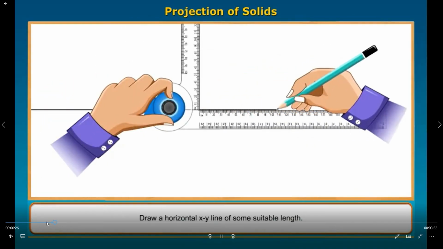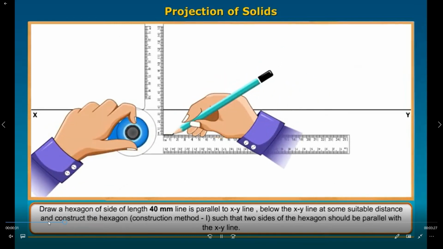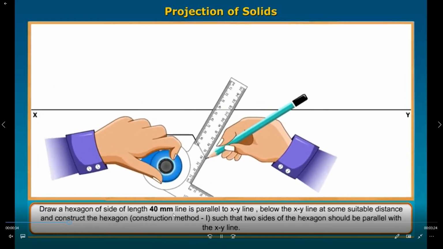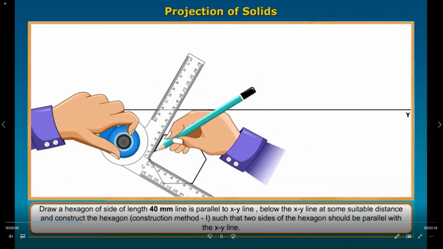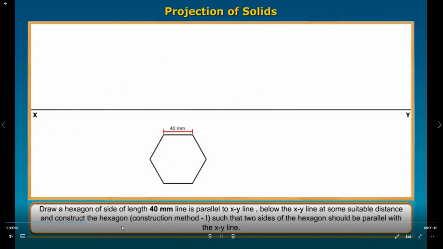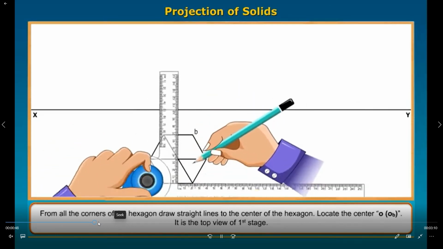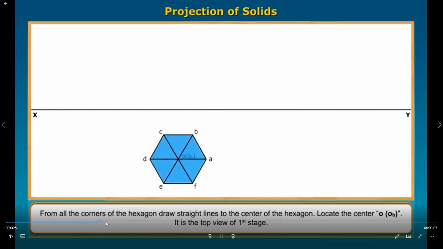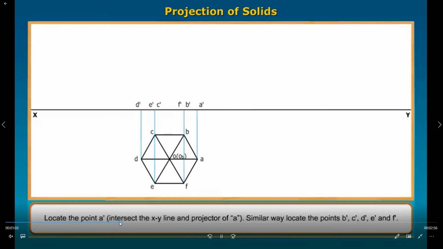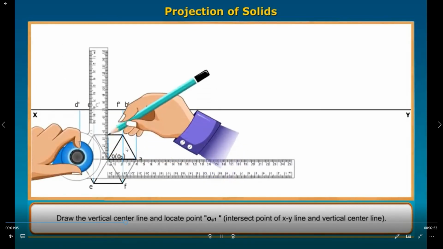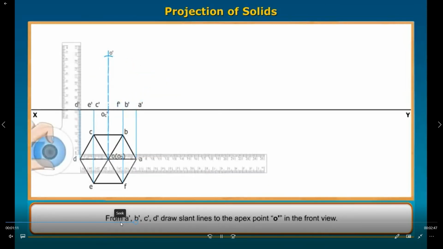Okay, hexagonal pyramid. This is the hexagonal pyramid. Draw the hexagon of side length 40 mm, with one side parallel to the XY line, below the line at some suitable distance. This is the hexagon distance, and you extend the lines above the reference line in this way. This is the hexagon. That is the axis distance.